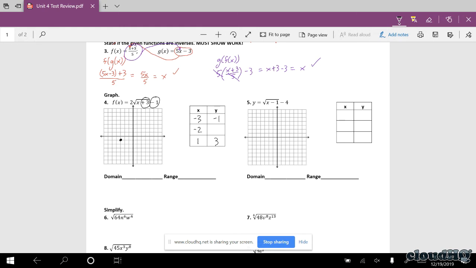What happens when you plug in -2 into the square root? You get square root of 1, and the square root of 1 we know. Square root of 1 is 1. So then we have 2 times 1, which is 2, minus 1 is 1.